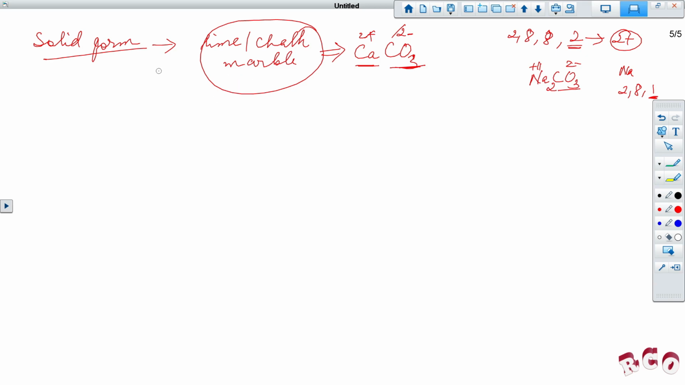So another one in the combined state, solid form, is what? Magnesite. So magnesium carbonate. Why is this MgCO3? It is somewhat due to this. Magnesium is 2, 8, 2 electronic configuration, so there are 2 electrons in the outermost orbit.